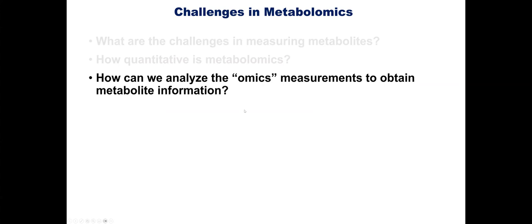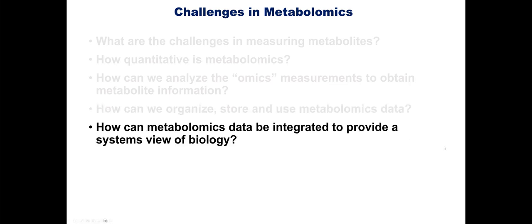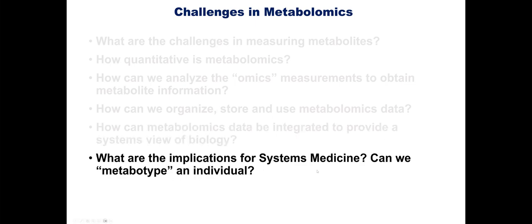How can we analyze the omics measurements to obtain metabolite information? The community has been developing tools for the last 2 decades towards mining these metabolomics measurements. How can we organize, store, and use metabolomics data? I would like to say that the National Metabolomics Data Repository, which is NMDR, and the EBI MetaboLights are the two unique resources in the world which essentially organize, store, and provide metabolomics data. How can metabolomics data be integrated to provide a systems view of biology? This is the quest of the Data Resource Center, Knowledge Center, as you'll hear later on, and of course, Metabolomics Workbench.